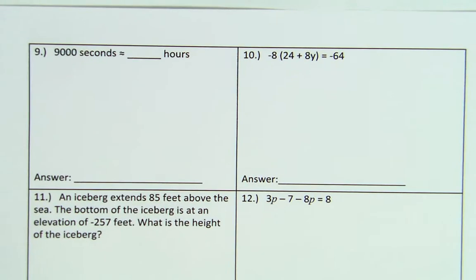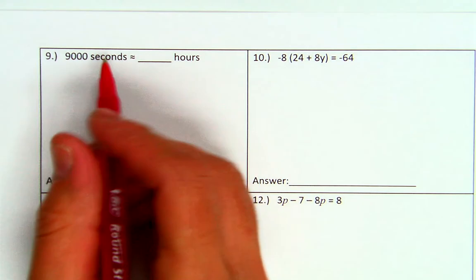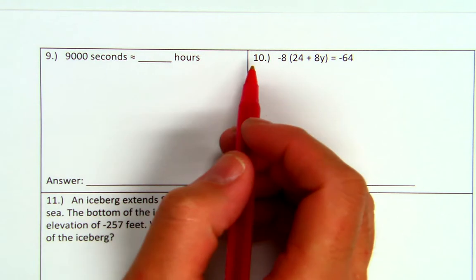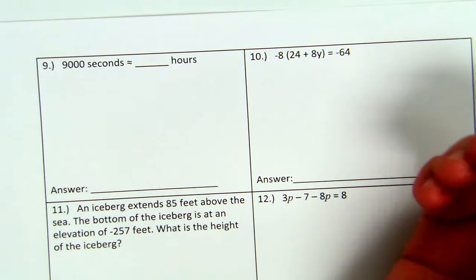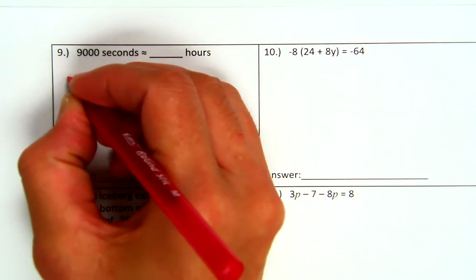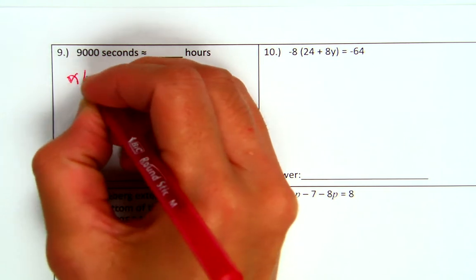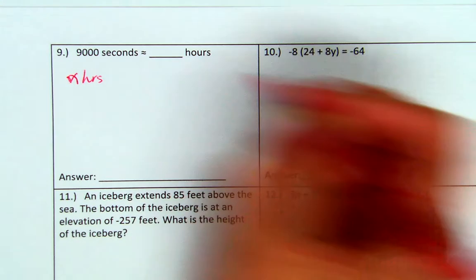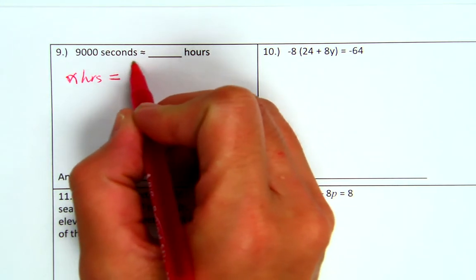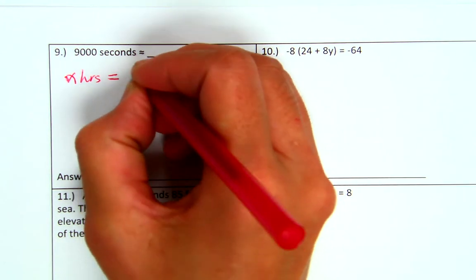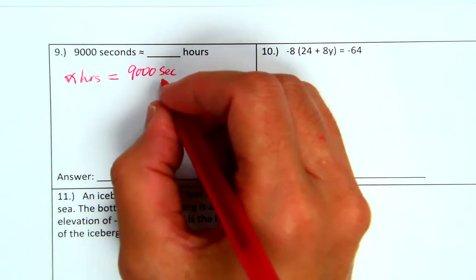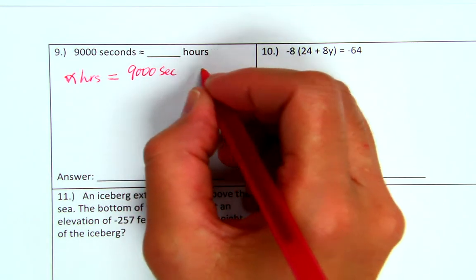The first one, 9,000 seconds. You want to convert that to how many hours? So let's just do it the way that we learn from the book. Say that will be X hours. That's your goal, to change it to hours. So you need to convert the seconds to hours. Let's put 9,000 seconds here, and you want to eventually eliminate the second.